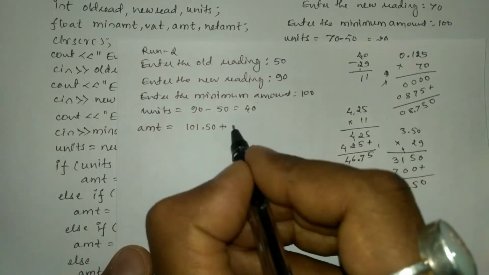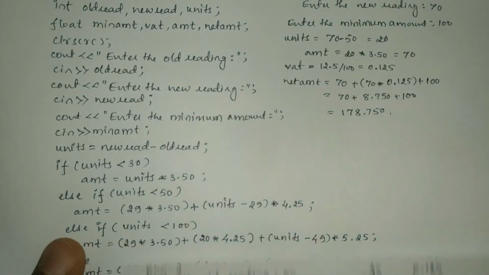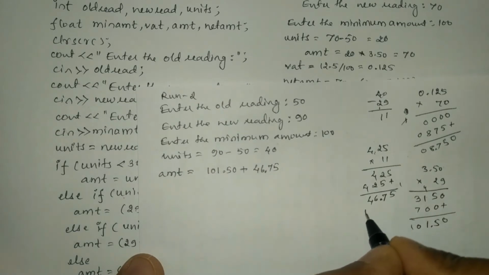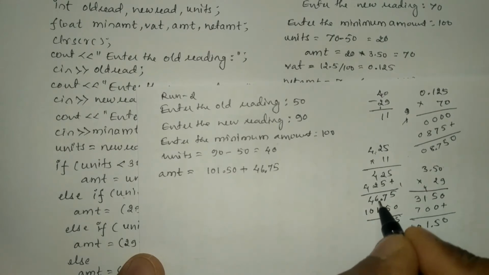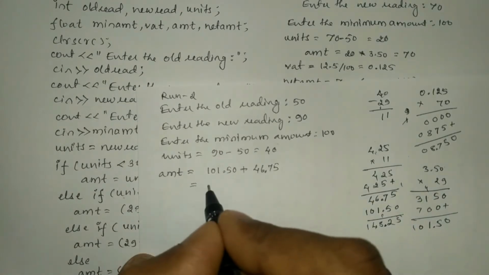46.75 plus 46.75. Next we need to add both of these two: 46.75 plus 101.50. So it will become 148.25.